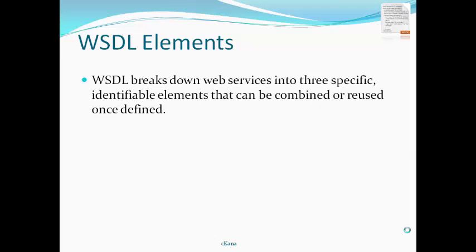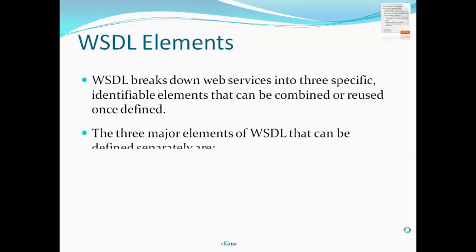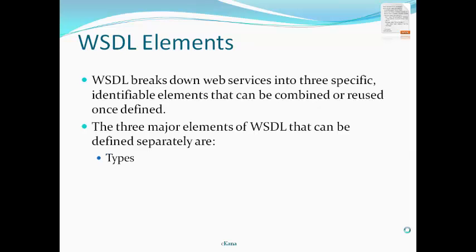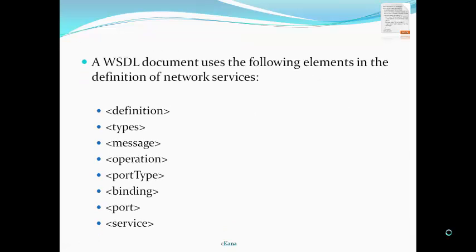WSDL elements. A WSDL document has various elements, but they're contained within three main elements which can be developed as separate documents, and then they can be combined or reused to form complete WSDL files. Those three major elements are types, operations, and binding. A WSDL document uses the following elements in the definition of network services, as previously described: definition, types, message, operation, port type, binding, port, and service. We will be studying all of them in detail.